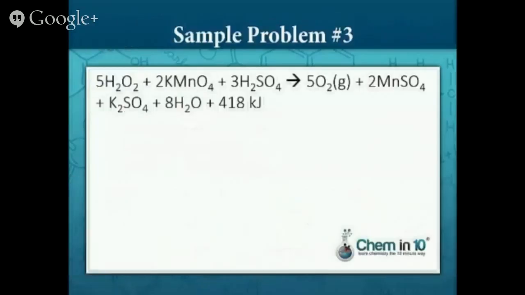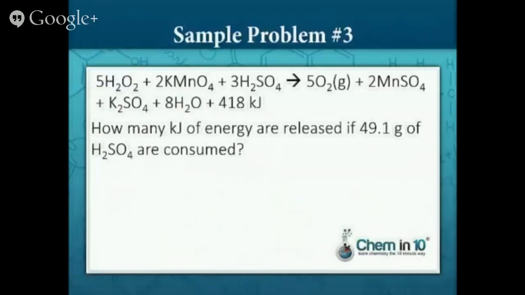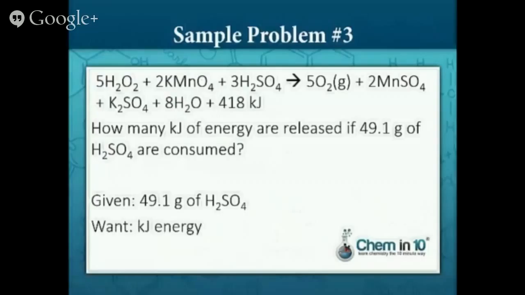Sample problem number 3. How many kilojoules of energy are released if 49.1 grams of sulfuric acid are consumed? This seems a little bit off. We haven't dealt with kilojoules of energy, but let's see if we can solve this. We're given 49.1 grams of sulfuric acid, and we want to know how many kilojoules of energy that will release. We know that for every 3 moles of sulfuric acid, we release 418 kilojoules. So I guess we're going to have to figure out how many moles 49.1 grams of sulfuric acid is.